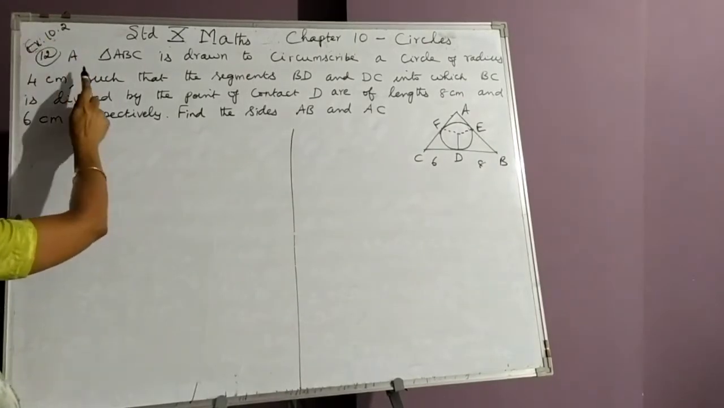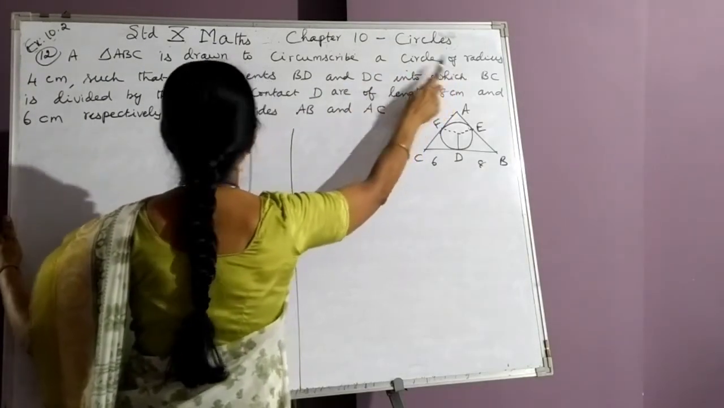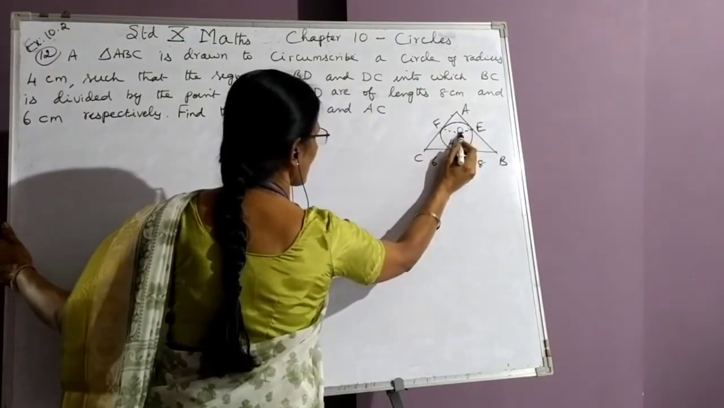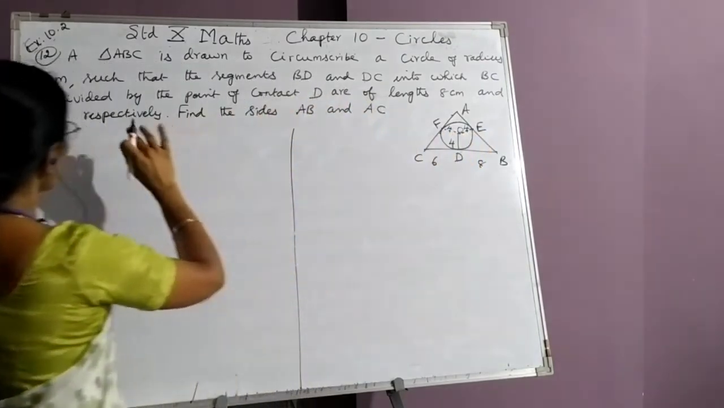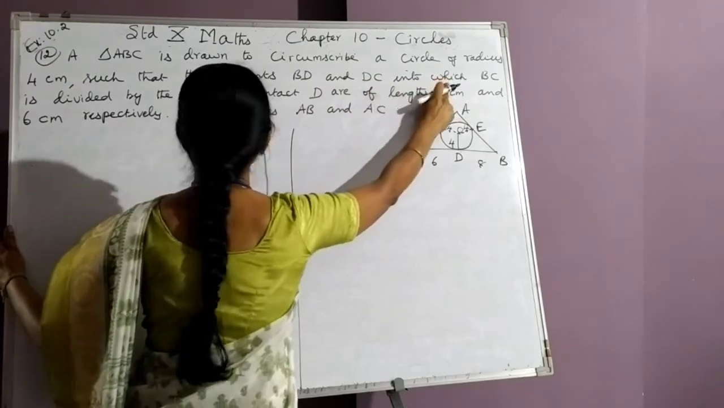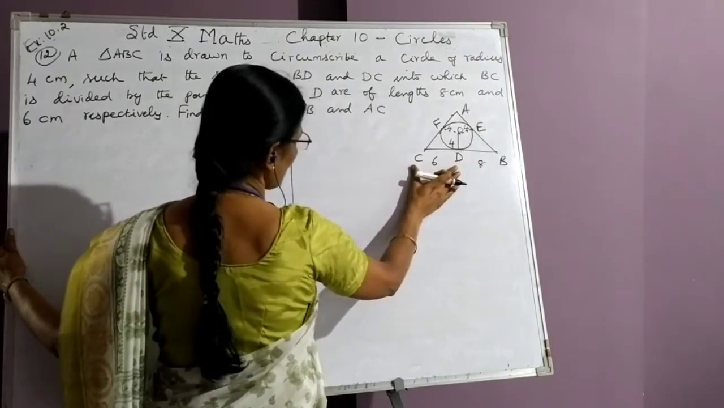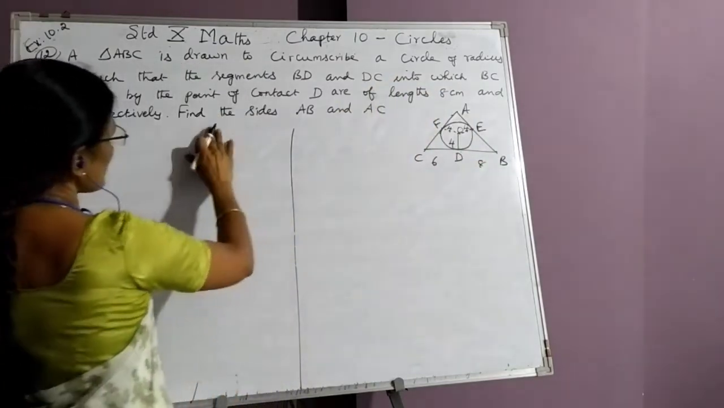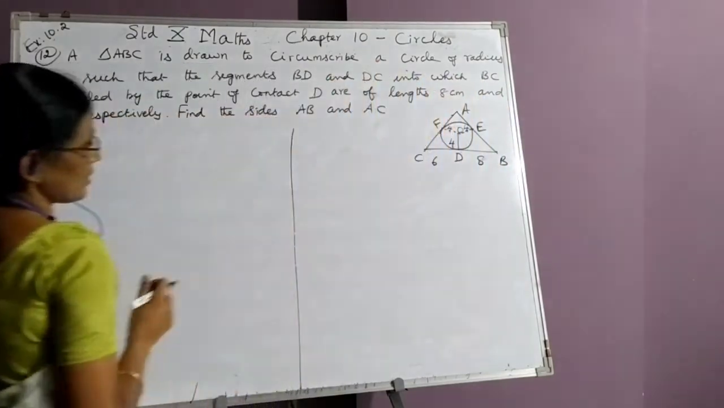Exercise 10.2, 12th question. A triangle ABC is drawn to circumscribe a circle of radius 4 cm. The radius of the circle is 4 cm. O is the center of the circle. OD is radius. OE is also radius. OF is radius. It is 4 cm. Such that the segments BD and DC into which BC is divided. This BC is divided as two segments, BD and CD. The length of CD is given as 6 and BD is 8 cm. The question is, find the sides AB and AC. We are asked to find out the lengths of the sides AB and AC.